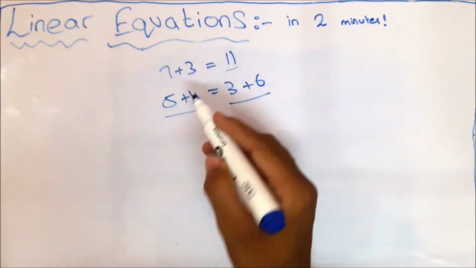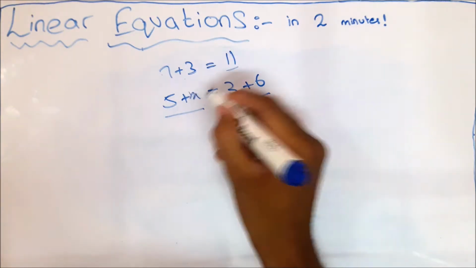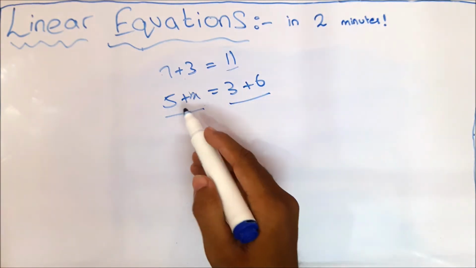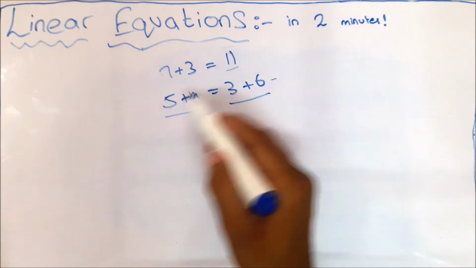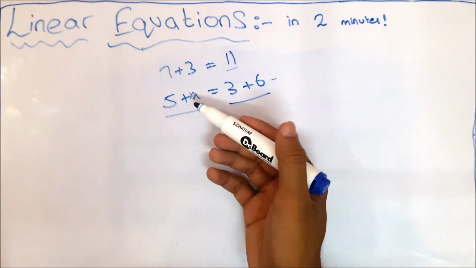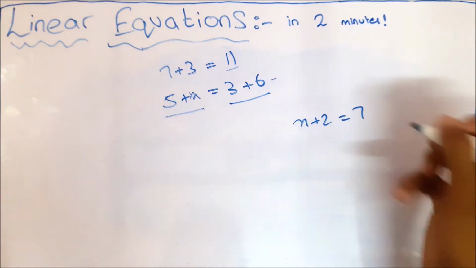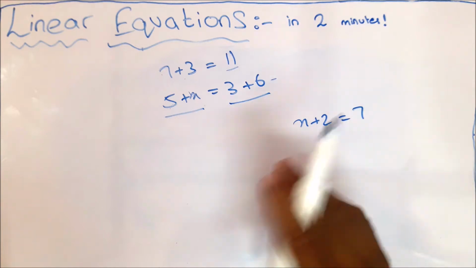Like we can even have an x in place of 5 or 4, like 5 plus x is equal to 3 plus 6. We obviously know, if we know algebra, that when we minus 5 from this side and this side as well, we will get x is equal to 4. Or we can have an expression like x plus 2 is equal to 7. This is also a form of an equation.